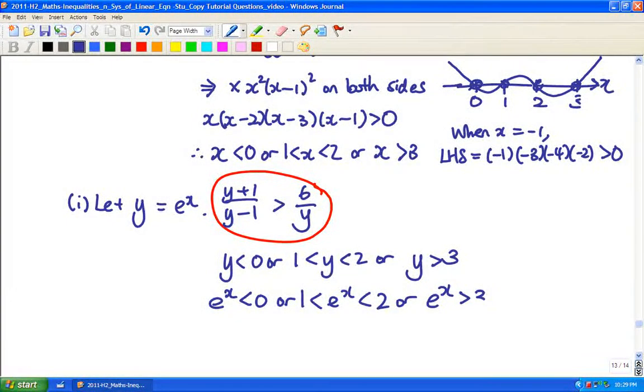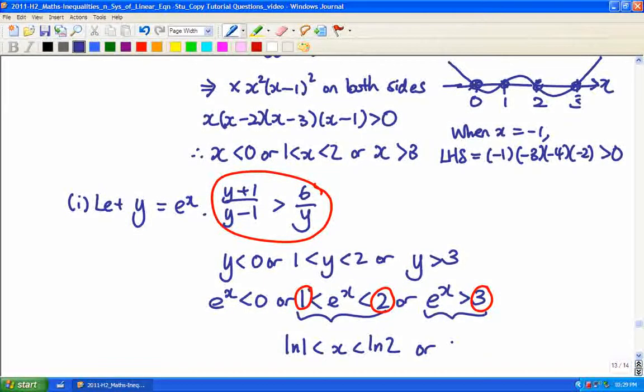Okay, now for the second and the third part of this solution, we can take ln on each side of the inequality, because we see that the constants here are positive constants. So we can take ln. Taking ln, what we should get is ln 1 is less than x is less than ln 2, or x is greater than ln 3.